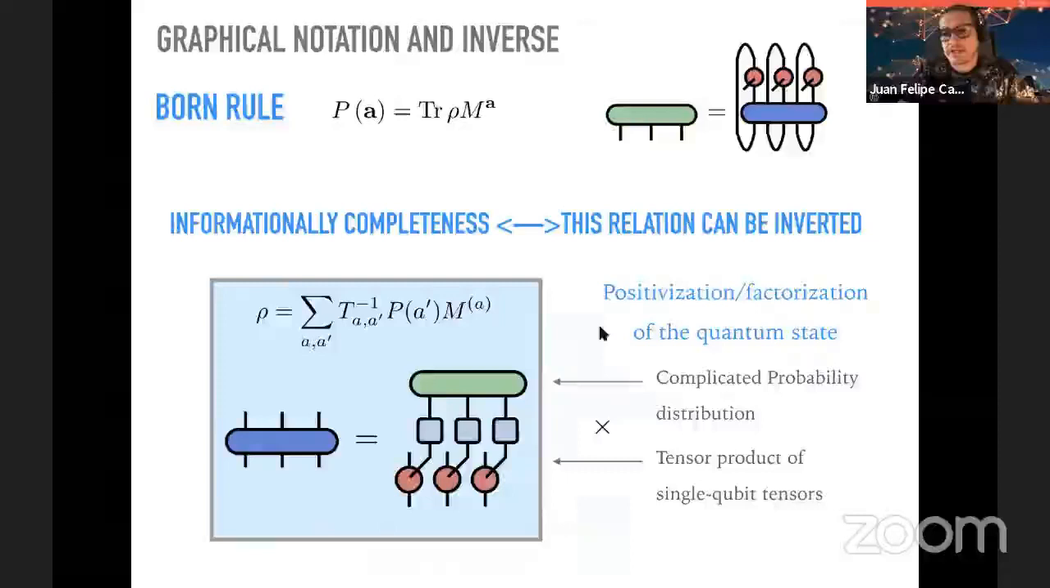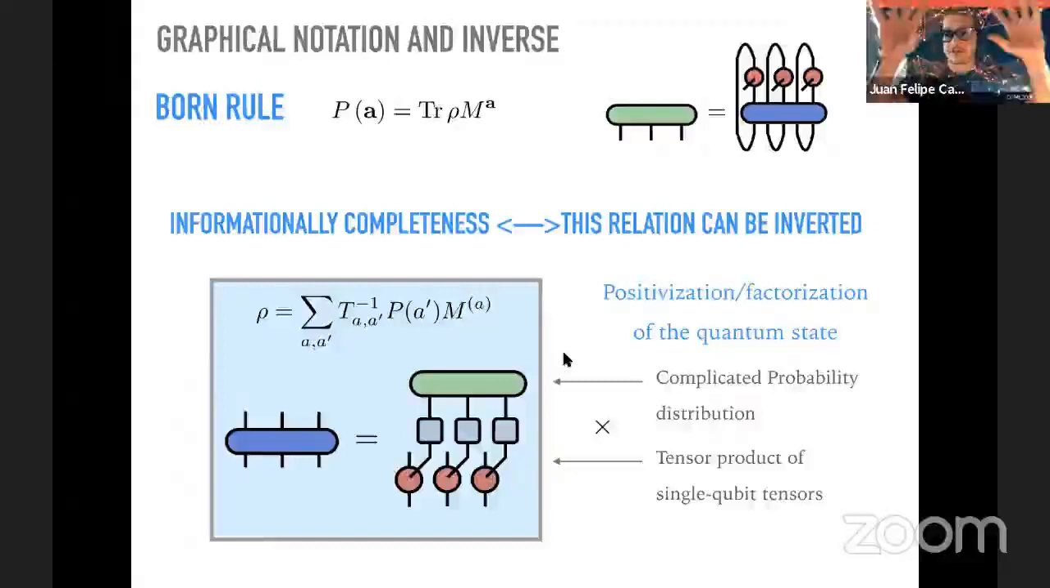So this can be seen as a factorization of the quantum state in terms of a positive part, which is the probability, times some simple tensor product of single qubit operators. Okay, so that's how we think about this factorization. It's also in the line of this idea of positivization, where you factorize the quantum state in terms of a positive part and a complex valued part.